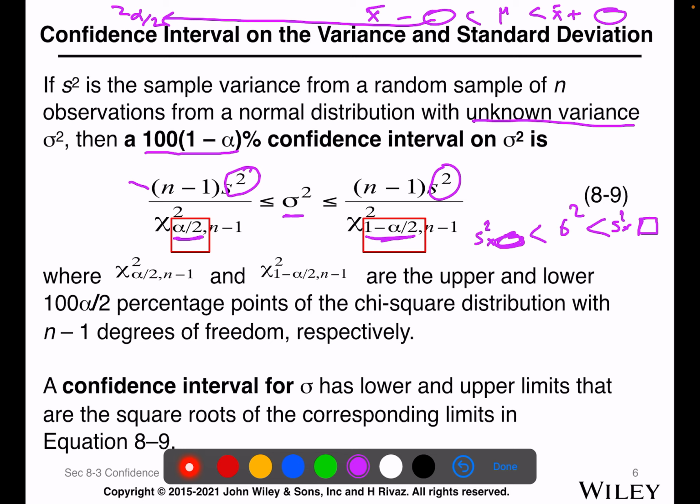And one basically final point is that, remember, this is the confidence interval for the variance. If you want to calculate the confidence interval for sigma, you have to calculate the square root of those, right? Okay.